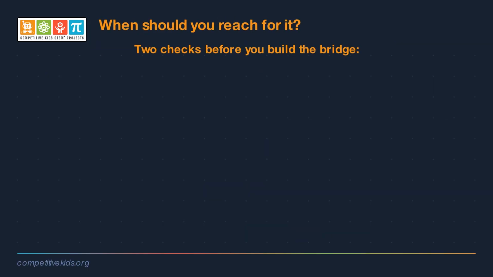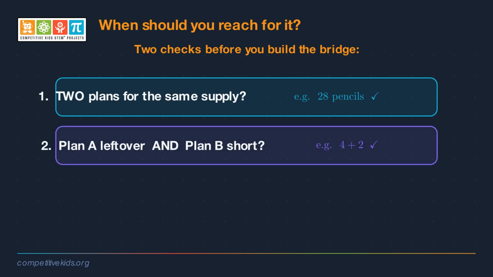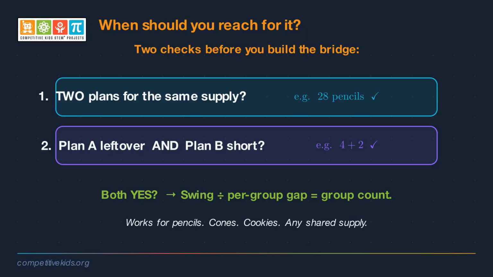When should you reach for this tool? 2 simple checks. 1. Are there 2 plans for the same supply? 2. Does one plan have leftover and the other have shortage? Both plans can also leave leftover. If both checks pass, add the leftover and the shortage. That is the swing. Divide by the per group gap. The answer is the number of groups. This works for pencils, cones, cookies, chairs, any sharing problem with 2 plans.